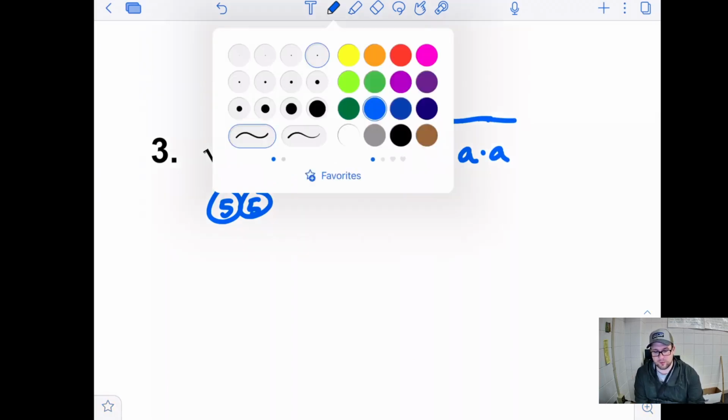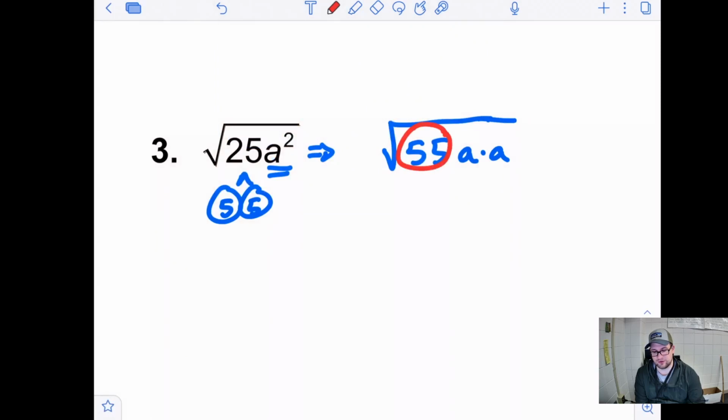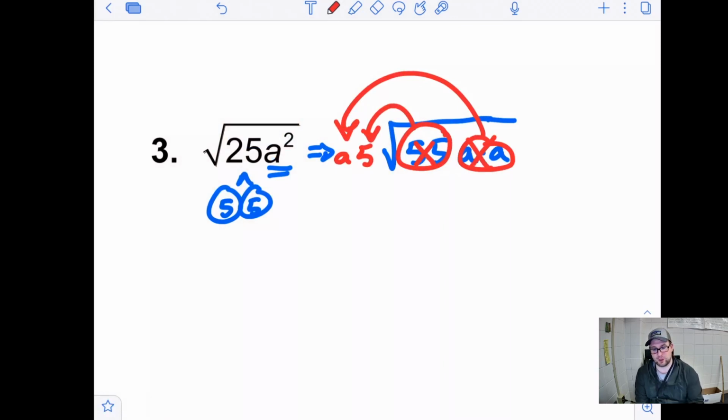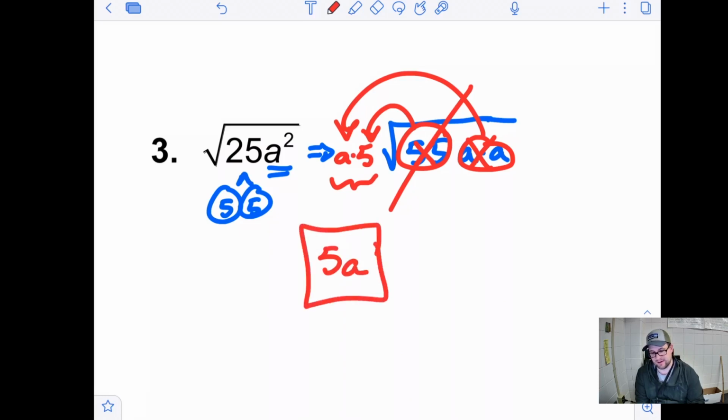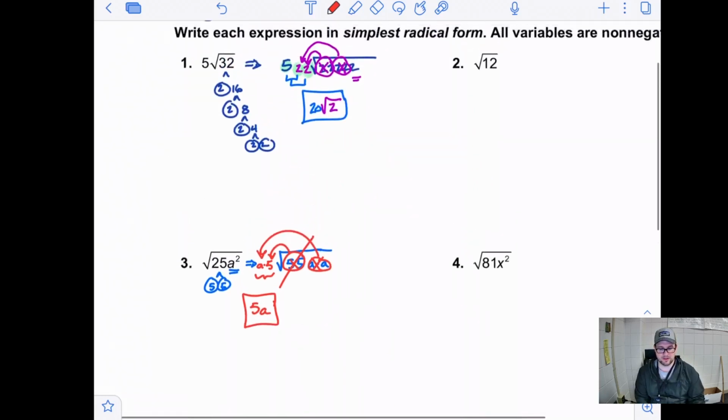At this point, we do our 2-for-1 special again. 2 of the same thing, pull 1 out. 2 of the same thing, pull 1 out. Now, since there's nothing left inside of my square root, the square root essentially disappears and it will not show up in our answer. Over here, we multiply outside numbers. Even though a is a variable, it still works as a number here. A times 5 is 5a, and that will be our answer. Let's take a look at another one.